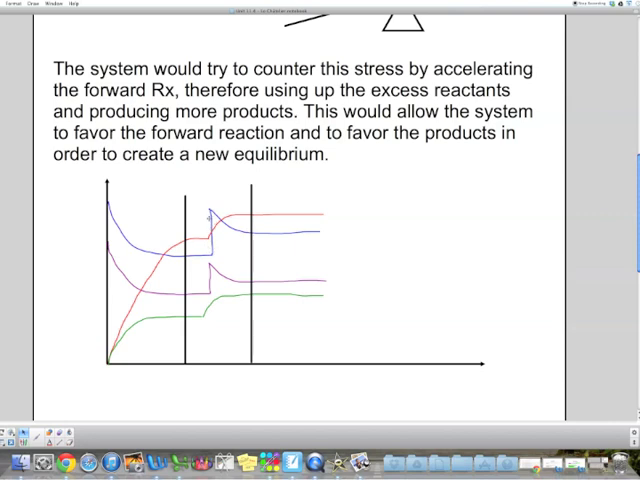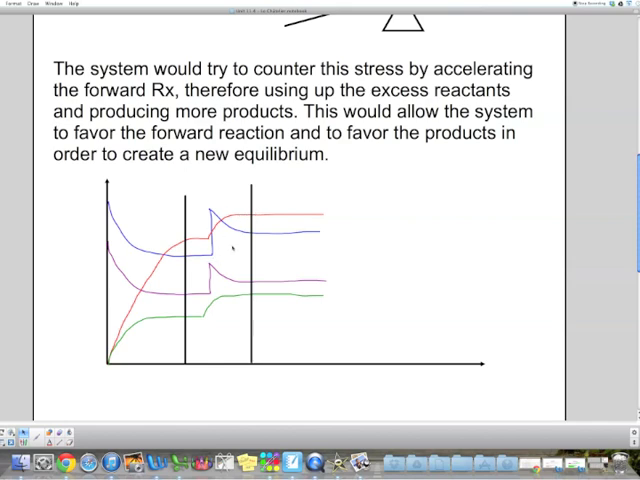So it's not because I dump reactants that the products are instantly made. No, my reactants will slowly react. My system is trying to adapt. And because these reactants are reacting, the products are being made at the same time. So they're not being made all at once. It takes a little while for the equilibrium to be reached again.